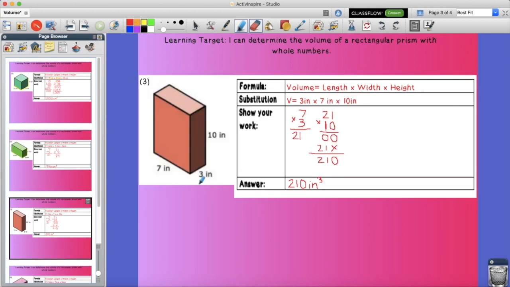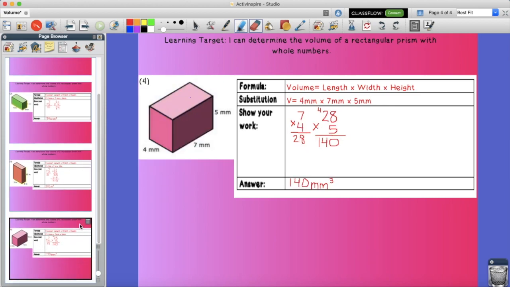Let's look at number 3. We have 7 inches for our length. We have 3 inches for our width, and our height is 10 inches. So we're going to multiply our length and our width. 7 times 3 is 21. We're going to take the product of 21 and multiply it by the height, which is represented by 10 inches. So 21 times 10 is 210 inches cubed.